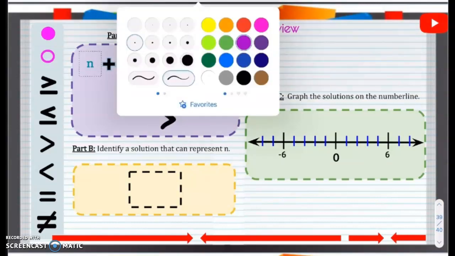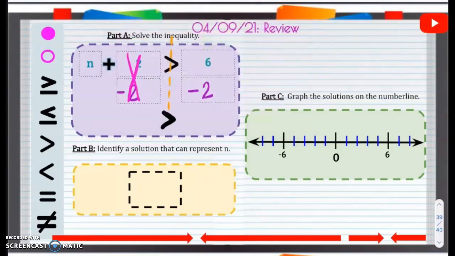Now, when we subtract 2 from both sides, we get n is greater than, remember, big mouth eats the big number, 6 minus 2 is going to be 4. So our new inequality, I should say, is going to be n is greater than 4.